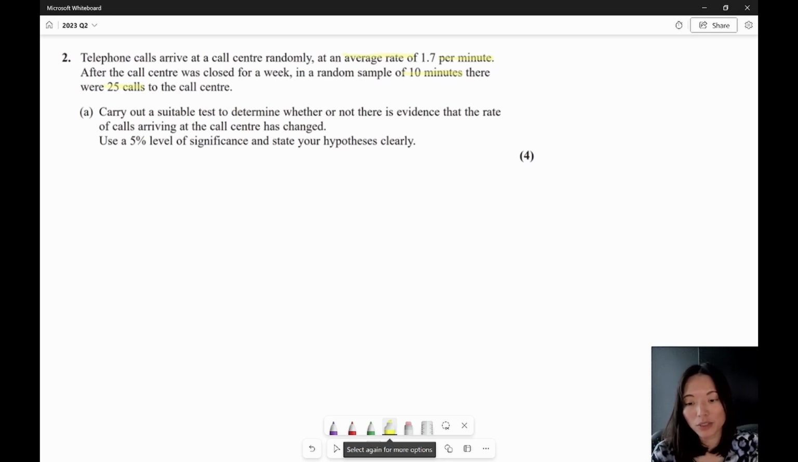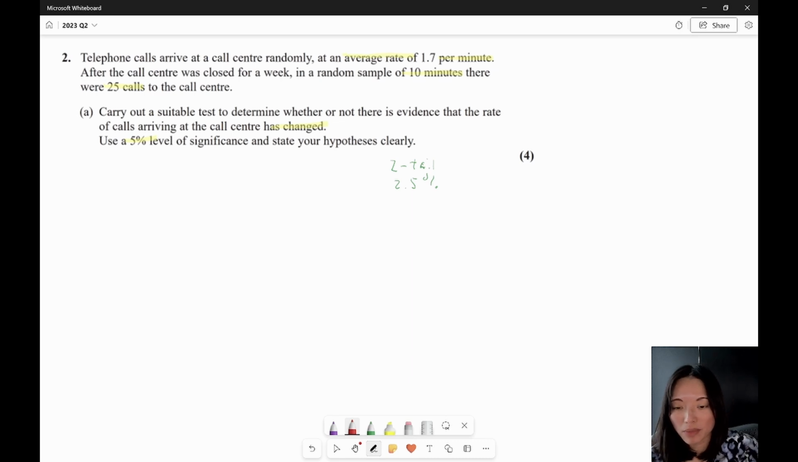The question is asking us to carry out a suitable test to determine whether or not there is evidence that the rate of calls arriving at the call center has changed. So it's not asking us whether it's reduced or increased. It's asking us whether it's changed, and use a 5% level of significance. Therefore, immediately we need to know that it's a two-tailed test. And each tail, we're looking at 2.5% level of significance. Now, let's write down our hypotheses.